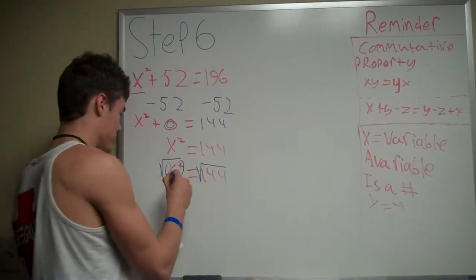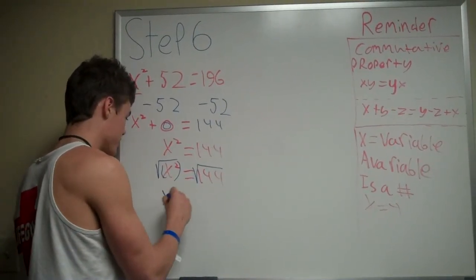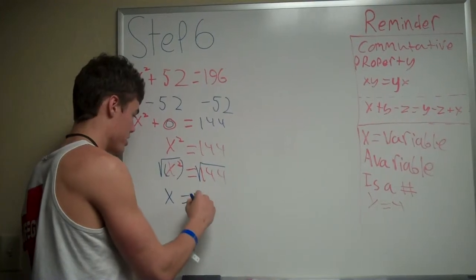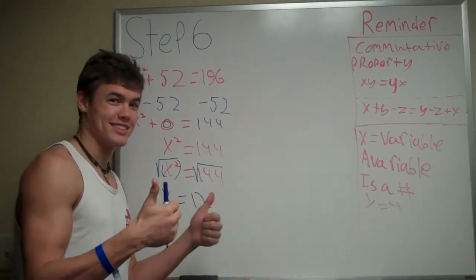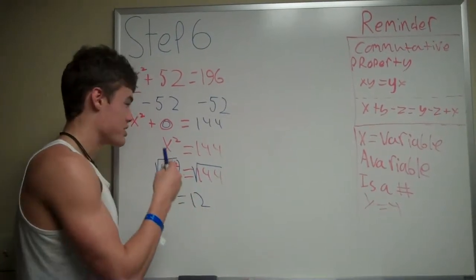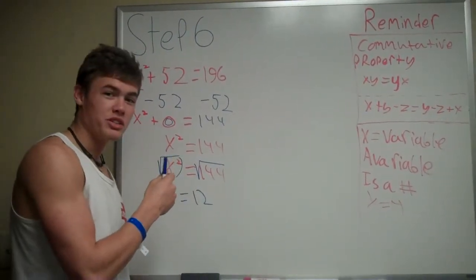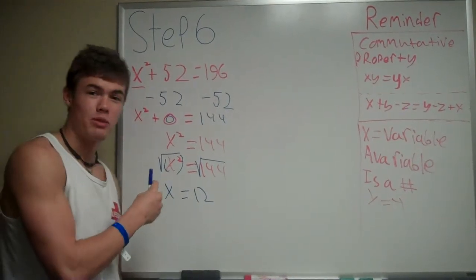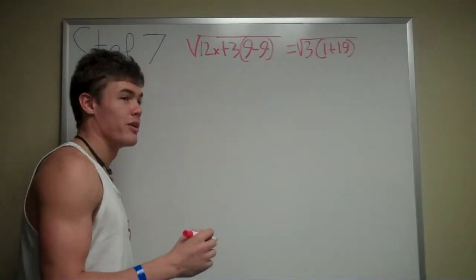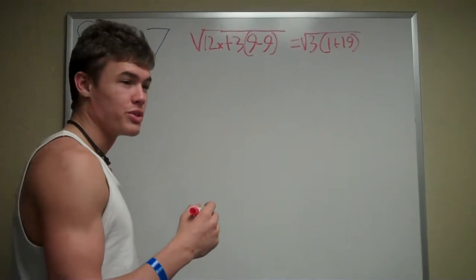After doing that math, we see that x equals 12. And that's how we solve a variable equation using the order of operations.